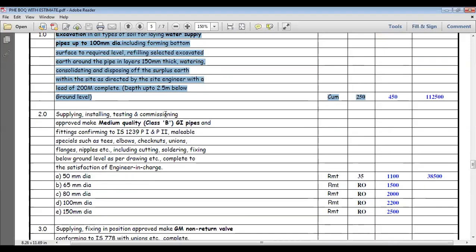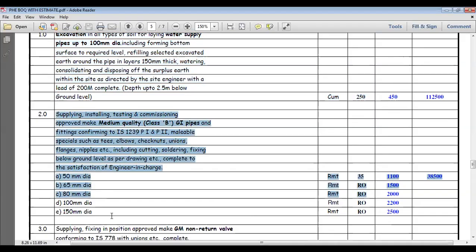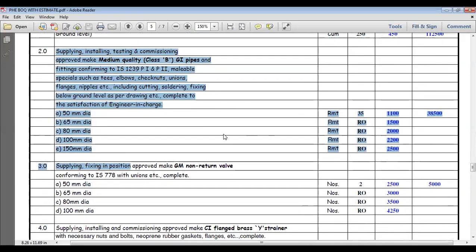The supply, installation, testing and commissioning of approved medium quality class B GI pipe and fittings conforming with IS 1239 Part I and Part II, malleable fittings such as tees, elbows, sockets, unions, branches, nipples, etc., including cutting, threading, fixing, below ground pipe or above ground pipe, everything. This is the GI pipe, class B pipe specification. 50 mm to 150 mm they are using. So that rate also they have to do.